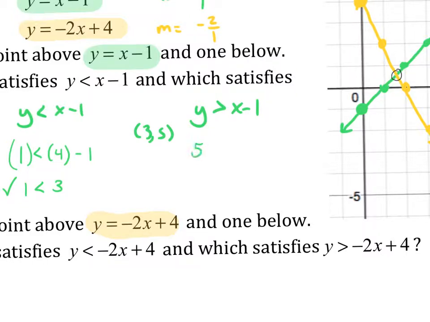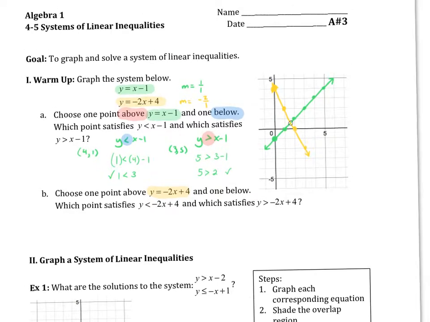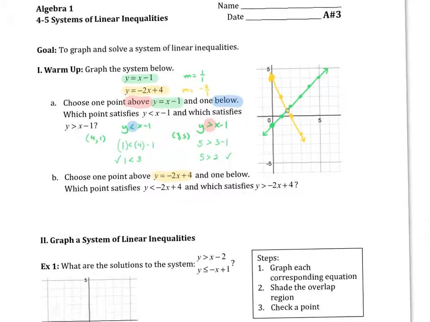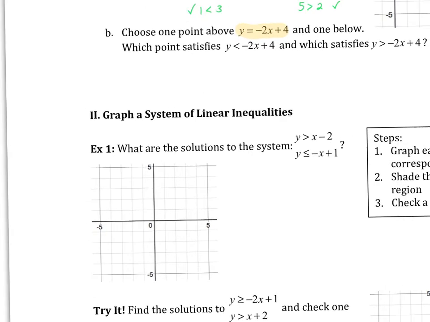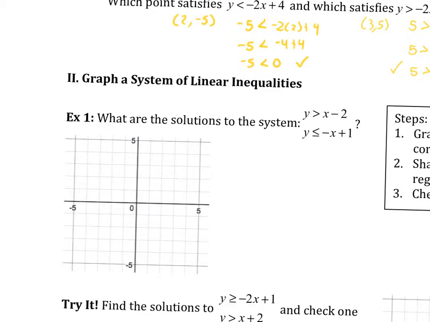It is below that line, and it satisfies the y is less than. Over here, let's check. Put the 5 in for y, and so we get 5 is greater than 3 minus 1. So 5 is greater than 2, and that also is true. So notice that if I wanted to go above the line, I have a greater than symbol. And if I wanted to go below the line, I have a less than symbol. So that's a key thing that we're going to walk away with, especially as we are going to graph this system on our own. So what we're going to do is spend some time graphing the system of linear inequalities.